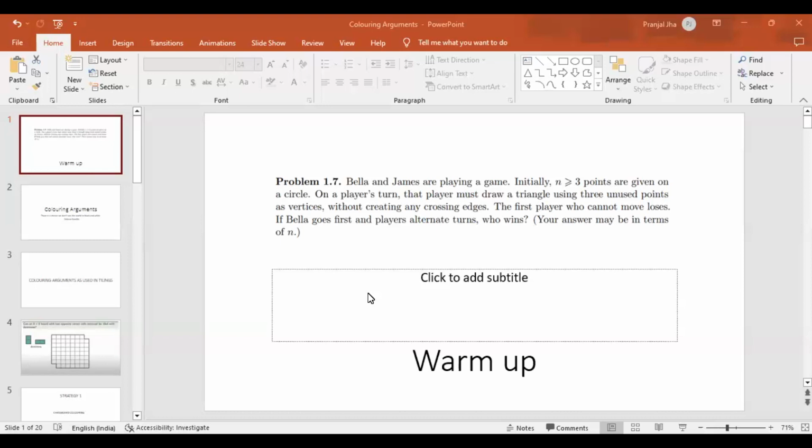So this warm-up problem, if we get time, then we can discuss this at the end. It's not really exactly related to the topic. It's just a nice problem. So I thought.